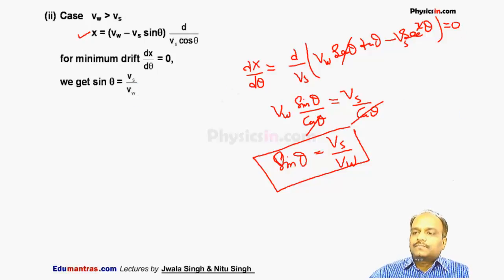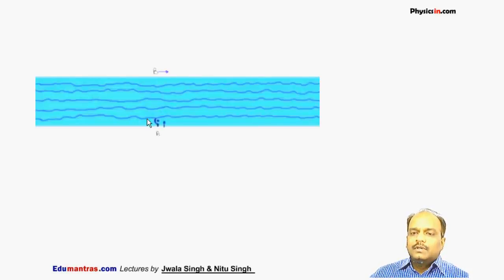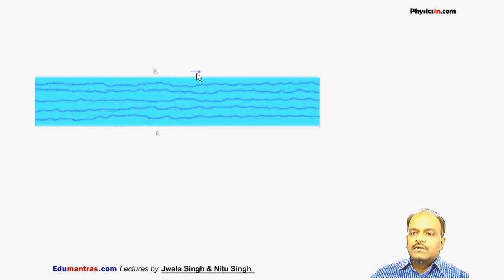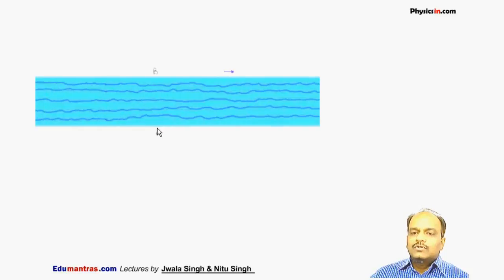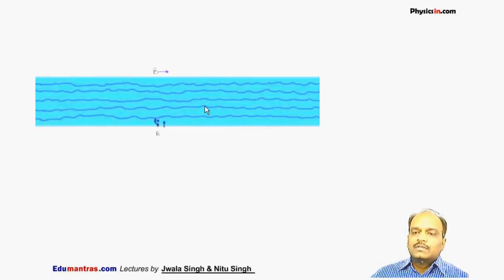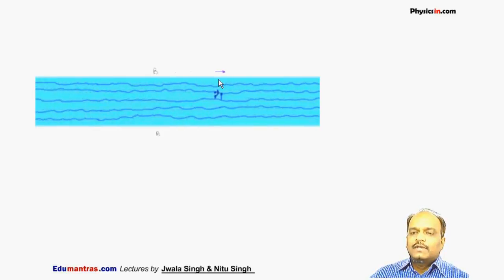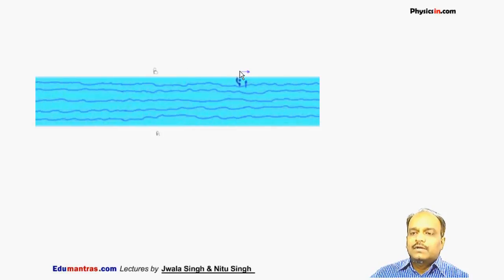Now let's see a video. This is a swimmer. He starts swimming from A. If the water is not flowing, he will directly reach this point B. Now if the water is flowing in this direction, see this arrow represents the direction of flow of water, and if the swimmer starts again from A and he still starts swimming perpendicular to the direction of flow of water, then he will move like this. The water is taking him away. He will finally reach here. This distance is called drift.